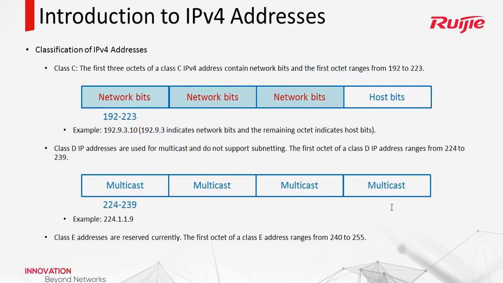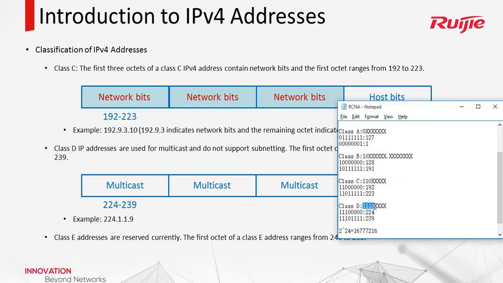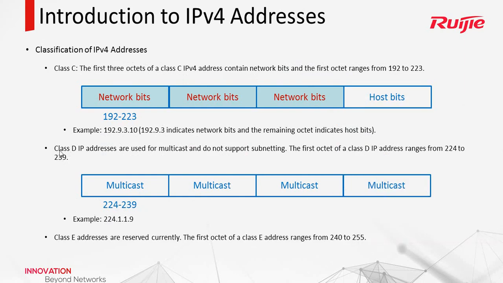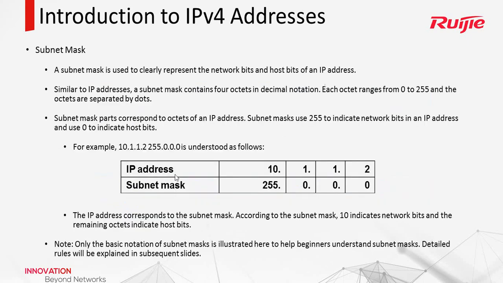Then class D has this format: 1110 for the highest bits, and the range is from 224 to 239. But be careful, class D is a special IP address. We call it multicast. When you learn our NP course, we will talk more about this. And last is class E, but class E is reserved. Okay, now we have learned the IPv4 address format, and we find that it is not very convenient to describe an IP address.